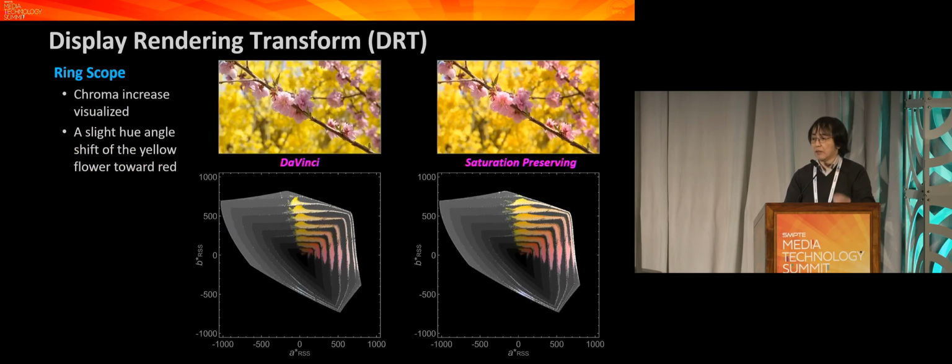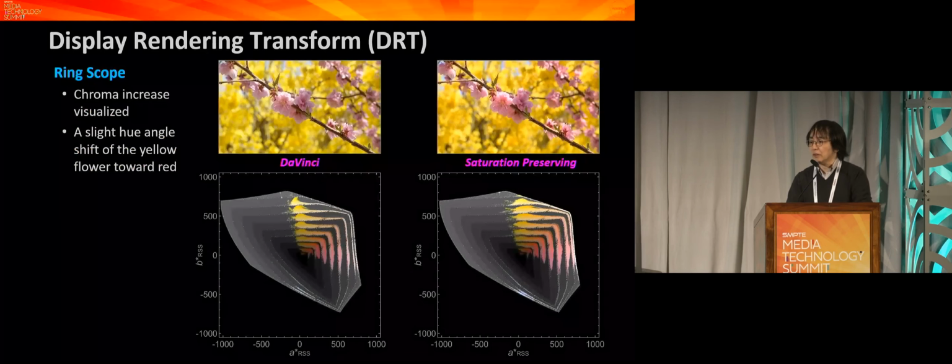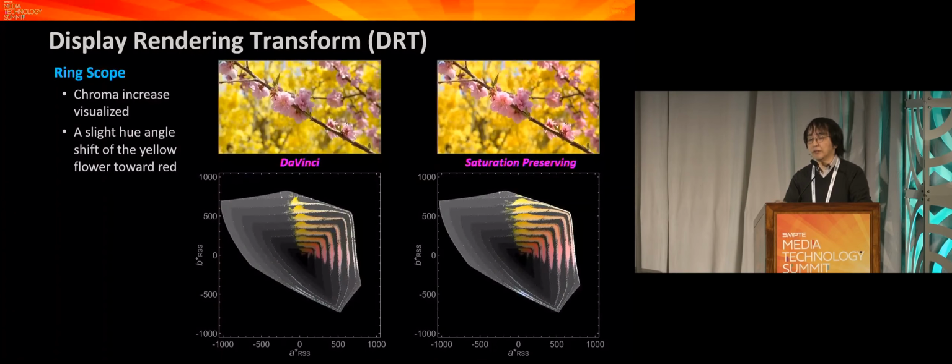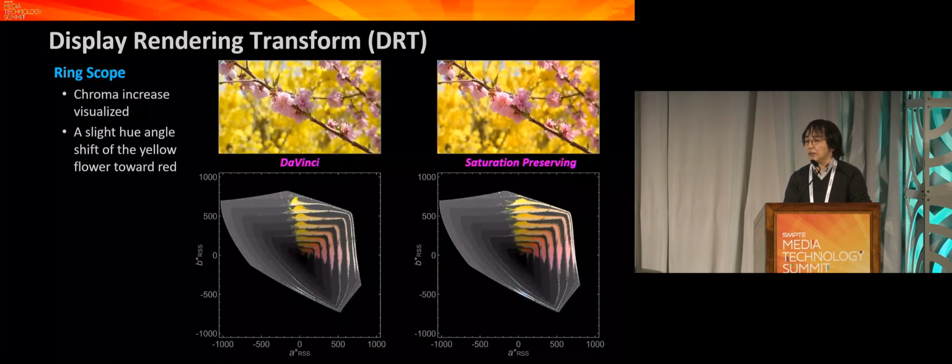And in the ring scope, the chroma increase is visualized on the right hand side, and for the yellow flower, we can see the distinct yellow and pink hue angles. And also a slight hue angle shift of the yellow towards the red is observed in the ring scope.